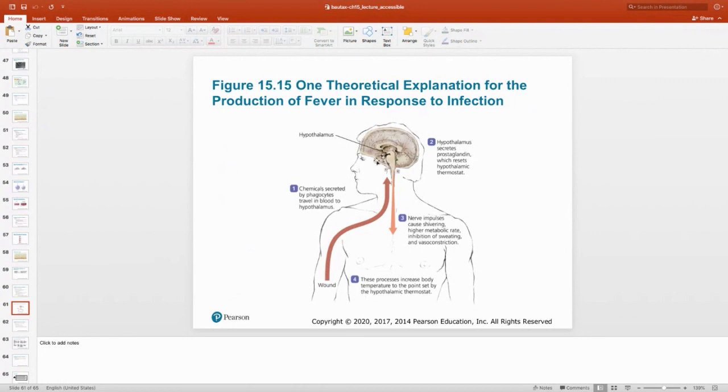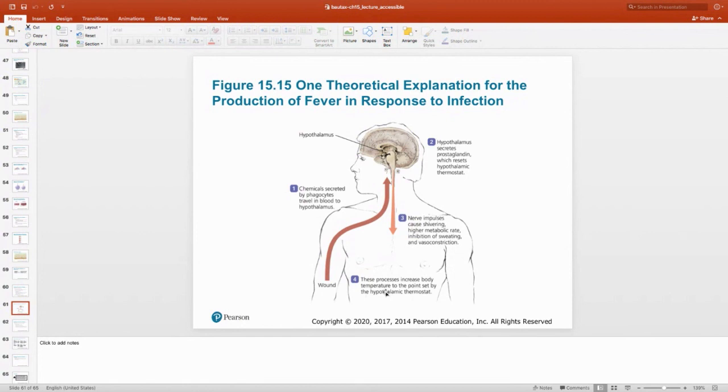And it travels to the brain into the hypothalamus. The hypothalamus then secretes prostaglandin, and it resets the hypothalamic thermostat. Okay, so this is part of anatomy and physiology, and we'll get a lot more of this then. Then the nerves cause shivering, high metabolic rate, inhibition of sweating, and vasoconstriction. These will increase the body temperature to the point set by the thermostat. And it continues as long as these pyrogens are present.